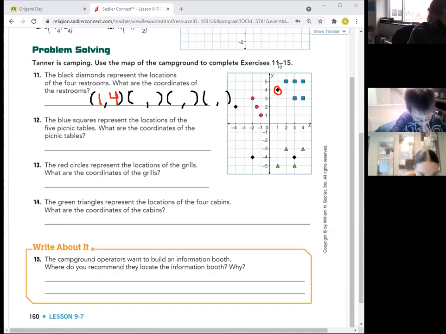Good. Okay, let's do another one. I'm going to circle this one in purple. I'm in Q2 now. What is the X value of that black diamond, class? -4. And what's the Y value? +2. Great.